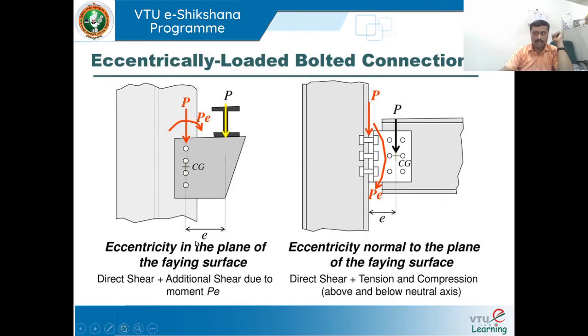There are two cases generally. One is where the line of action of eccentric loading is in the plane of the group of bolts, and the other is where the line of action of eccentric loading is in a plane perpendicular to the plane of the group of bolts. In the first case, you can look at this, force is here at the free end. So if this is eccentric distance E, then moment is equal to P into E.